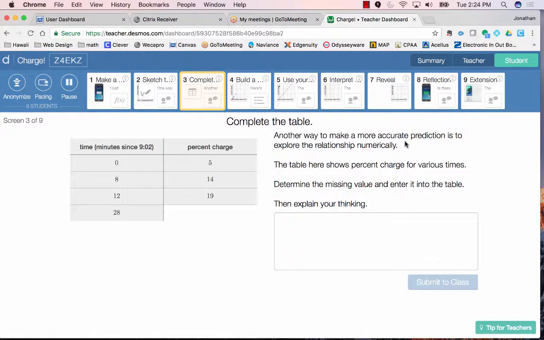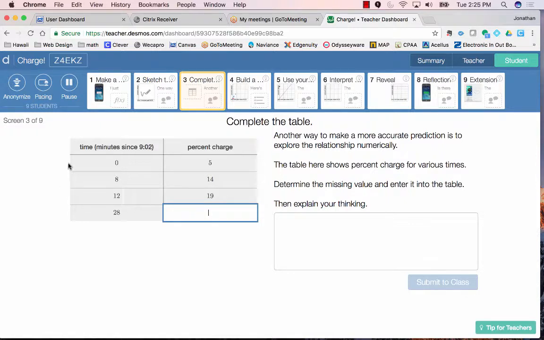Another way to make a more accurate prediction is to actually think about some number data, right? So here, someone plugged in their phone. At 0 minutes, it was at 5% charge, and then they checked it. After 8 minutes, it was at 14%. At 12 minutes, it was at 19%. And now at 28 minutes, what do we think it would be? Well, we've got some data to go on so we can make some predictions, right?